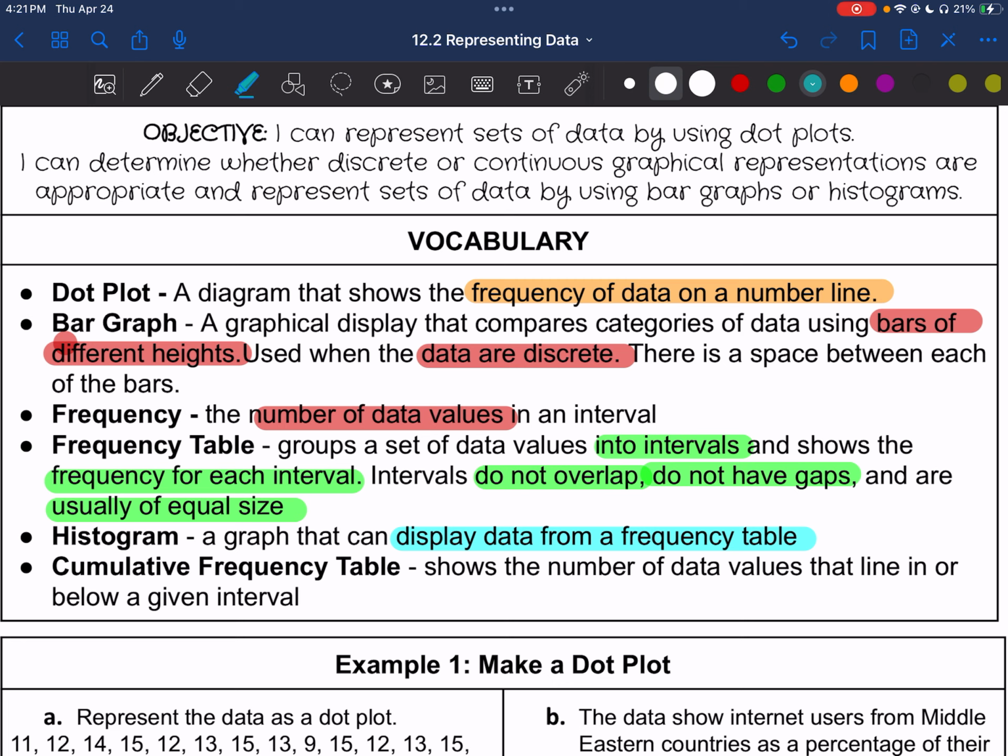And then lastly, we have a cumulative frequency table. And the word cumulative means we are adding it all together. So it shows the number of data values that lie in or below a given interval. So not line, but lie in or below a given interval.